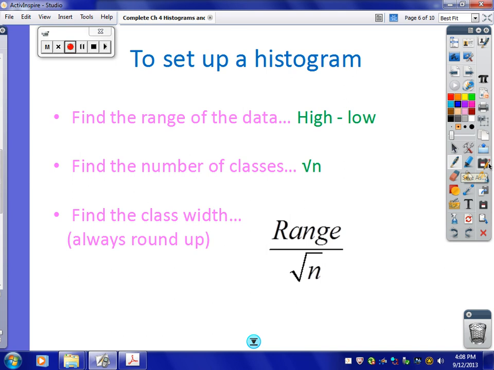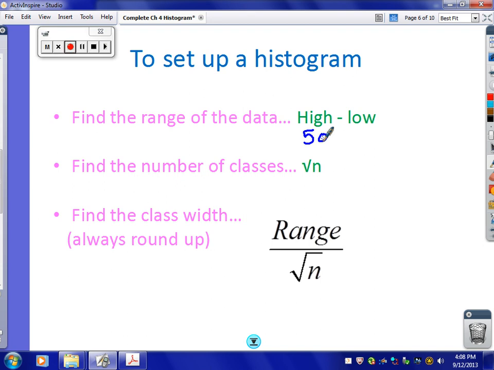The person that visited the most states was 50. Someone has visited all 50 states. And the low was 4. So if we subtract that, we get 46. That's going to be our range.